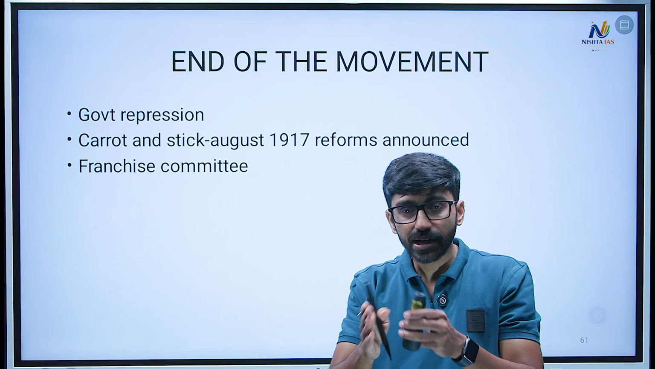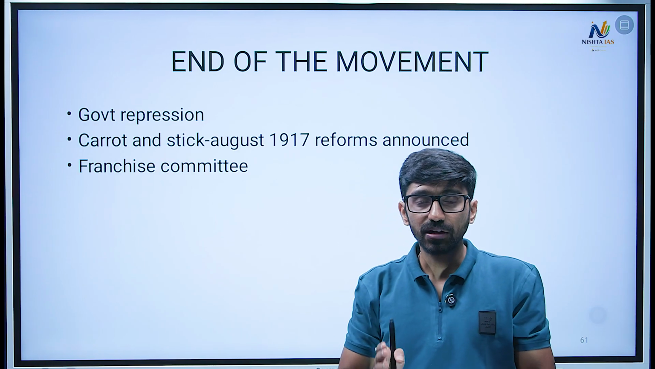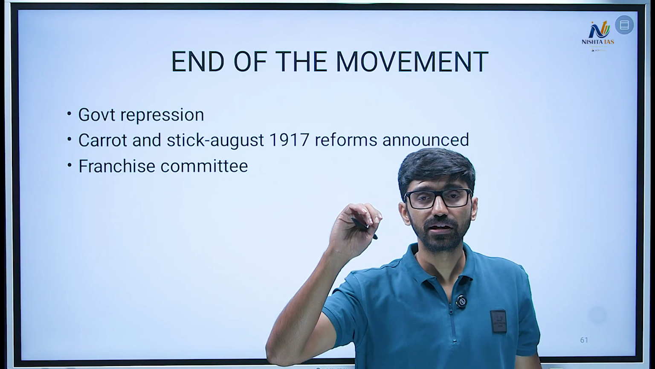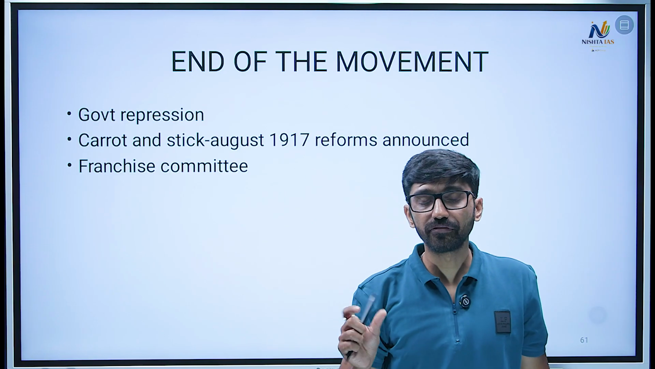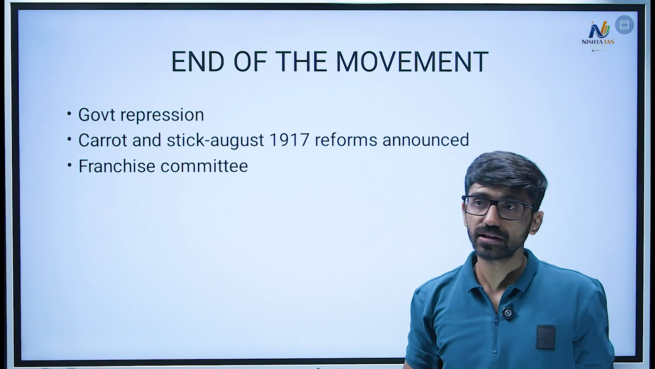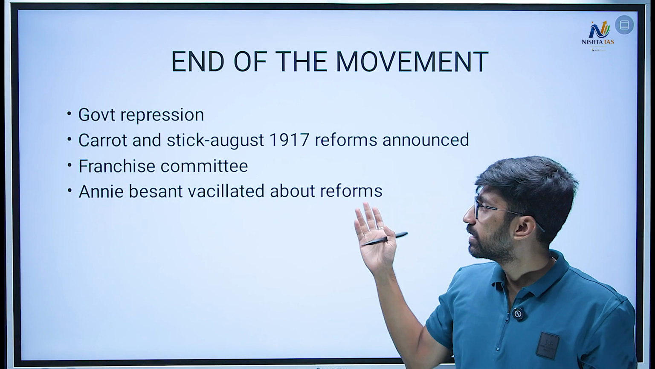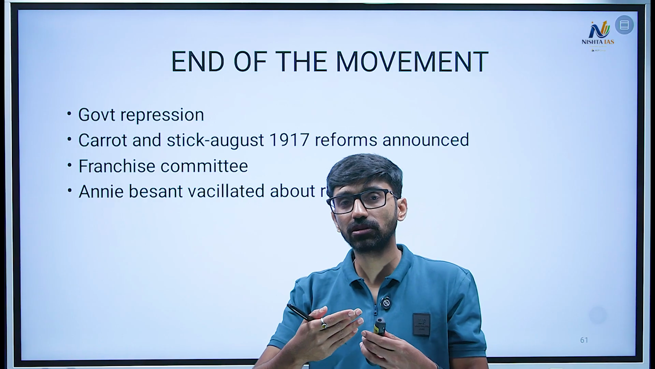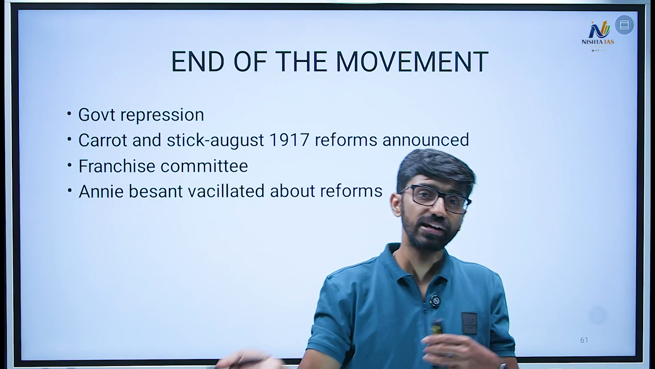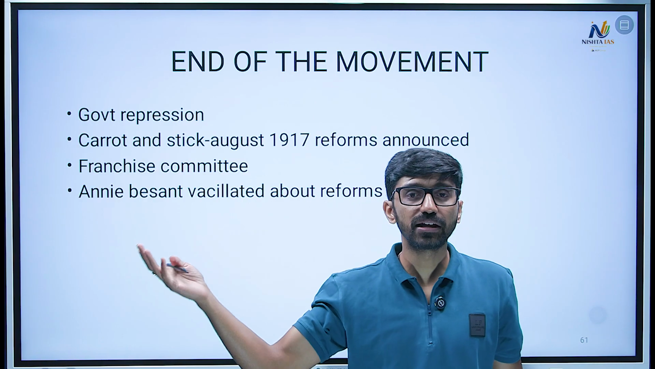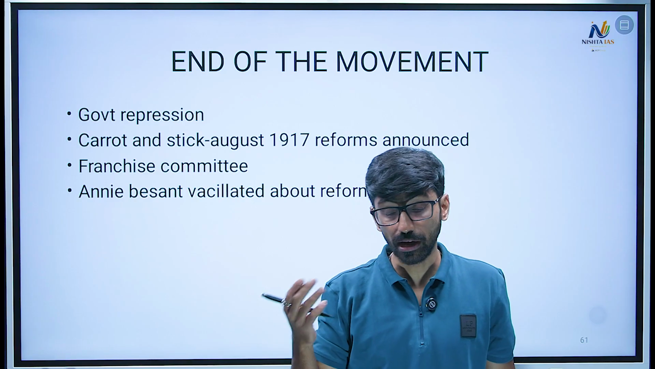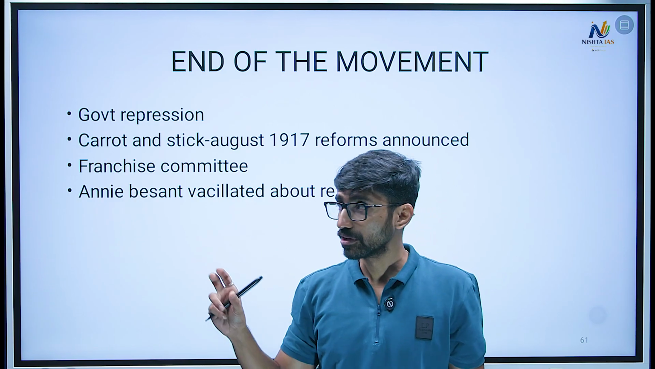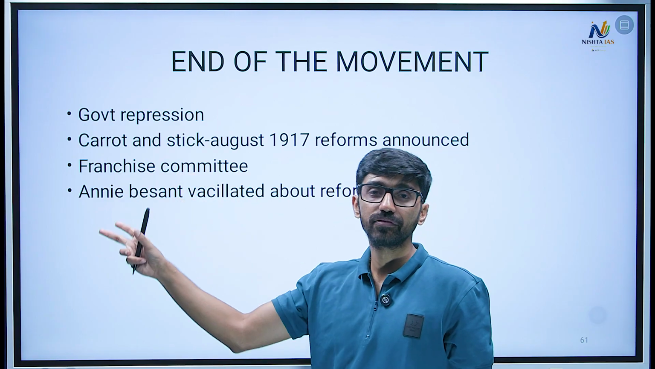And that created division among the leaders. Some leaders wanted to take this particular offer. Some leaders said, let's continue the movement. Again, differences emerged between the leaders. And Annie Besant vacillated about reforms. Initially she supported the reforms. Later she wanted to continue the movement. Later she again supported reforms, and again the movement. So she became confused about whether to go ahead with the reforms or with the movement itself.